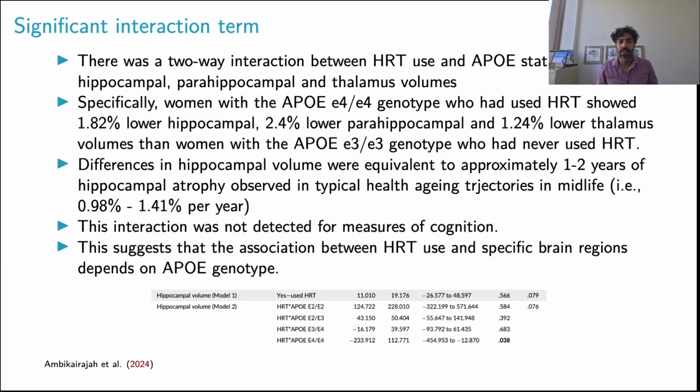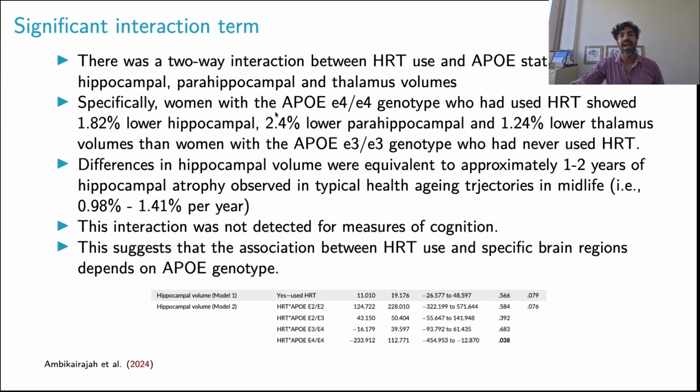So these were the results of the findings. There was a 2-way interaction between hormone replacement therapy use and ApoE status. 2-way just means that it's the 2 terms. And the reason why is because I actually also looked at a 3-way interaction in this paper, looking at HRT, ApoE, and age, and looked at all 3. But that's why I've specified 2-way here. And the interaction effect was detected in the hippocampus, parahippocampus, and thalamus volumes.